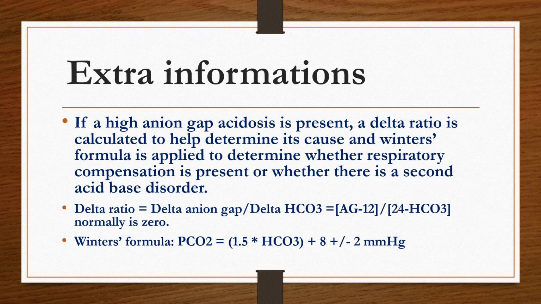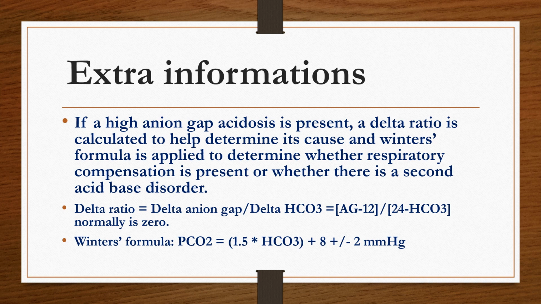If it is 0 or between minus 6 and 6, that means what? That means there is only high anion gap metabolic acidosis. But what about if it is below minus 6? If it is below minus 6, that means there is a mixture of high and normal anion gap metabolic acidosis. What about if the delta ratio is above plus 6? That means there is a mixture of high anion gap acidosis and metabolic alkalosis.